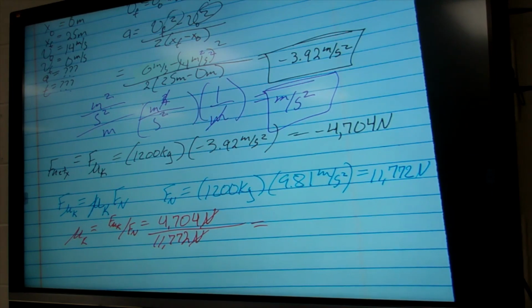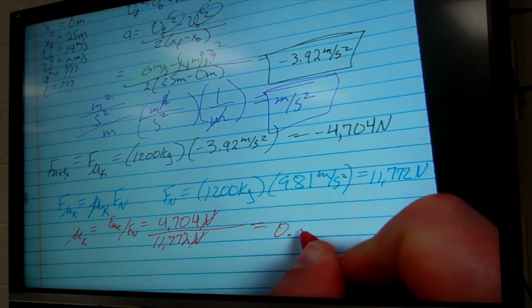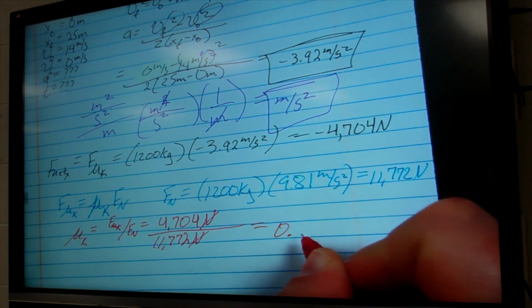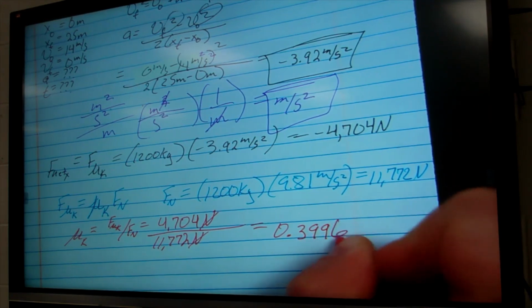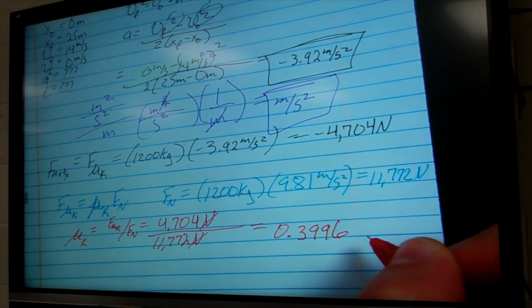So 4,704 divided by 11,772, I get 0.3996. What are the units? Nothing. Nice job.